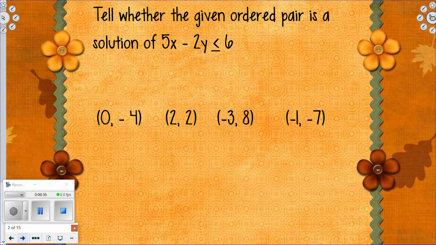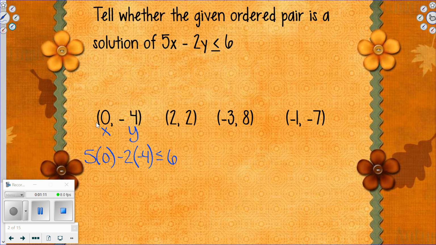So first, let's just start with making sure you know how they work. Tell whether the given ordered pair is a solution of 5x minus 2y less than or equal to 6. So this is like 4 separate problems, right? It's asking, is it a solution to this? First thing we want to do, remember these are x and then y. We want to plug them into this and see if it works. So 5 times 0 minus 2 times the y, is that less than or equal to 6? That's what it's asking. So if you plug it in, does it work or not?